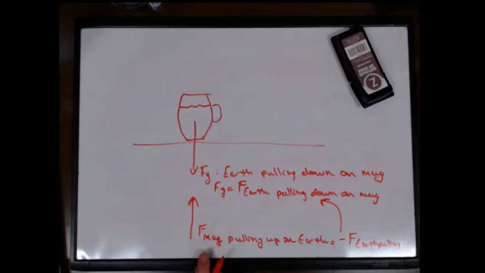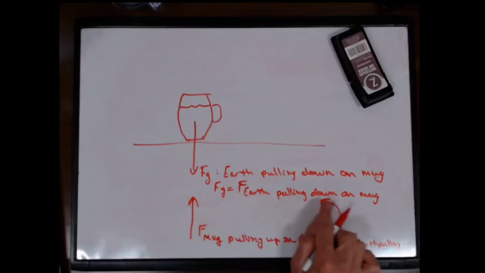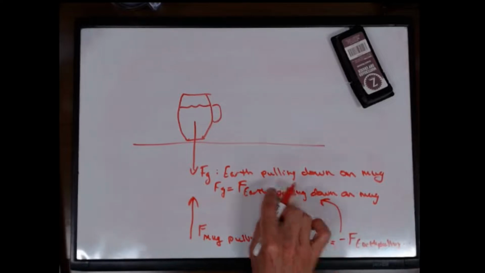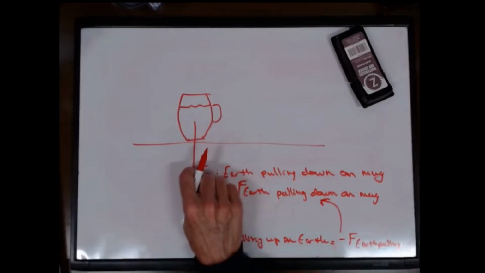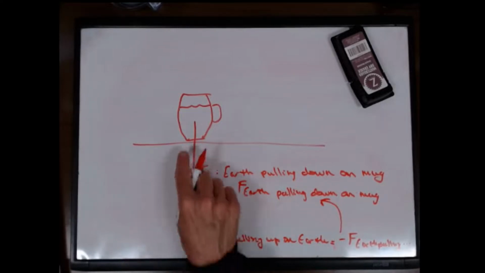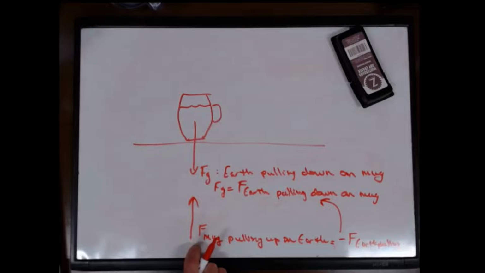What Newton's third law says is if the Earth is pulling down on the mug, the mug is pulling up on the Earth with an equal and opposite force to this one. So however hard the Earth is pulling down on the mug, the mug is pulling up on the Earth with an equal and opposite force. Now that's not a force that's acting on the mug, that's a force that's acting on the Earth.